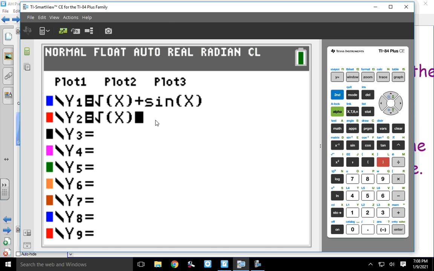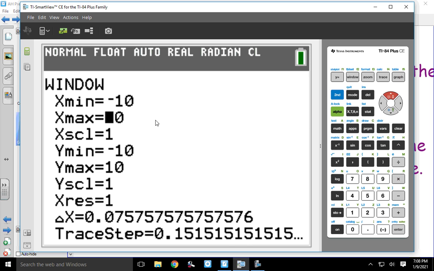Now, the square root of x has a restricted domain here. That is, it's not defined for negative numbers, so it won't make sense really to graph this on the negative domain. So maybe we'll just focus on the positive domain. In fact, let's do that. Let's change our window to go from, say, 0 to 20.